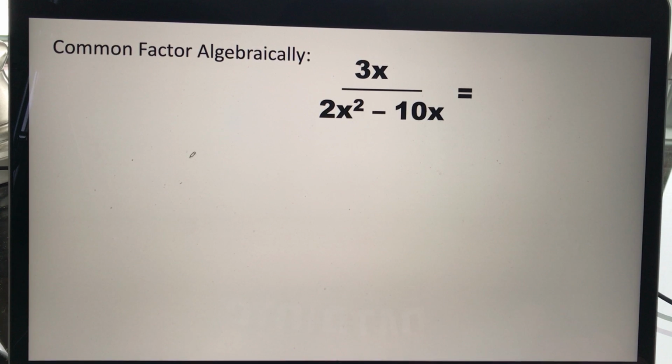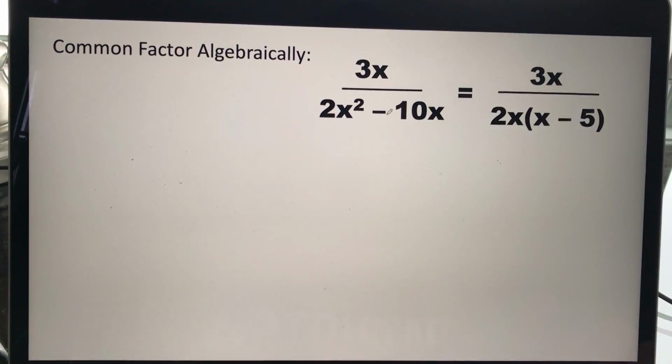So again, we want to reduce this expression. We know it's tempting. We see an x here and an x here, and we want to cross those out, but we can't because we have this negative sign here. This isn't factored, so we can't reduce this because it hasn't been factored. So we factor it. At the top we can't do a lot. 3x is just 3x, but the bottom we have a common factor of 2x.